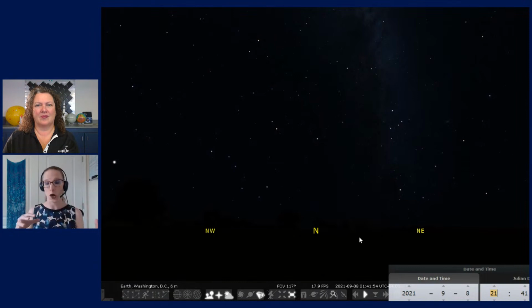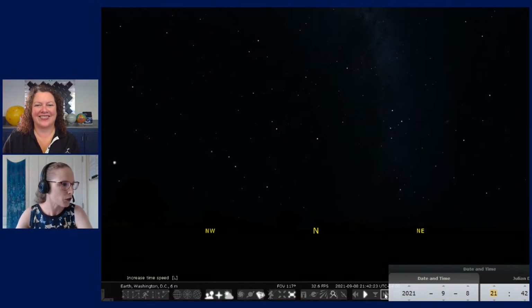When the Globetrotters were talking about rotating on an axis, that imaginary line that goes through the Earth that it spins around, if you were standing right at the top of the Earth at the North Pole and you looked straight up, the North Star is what you would see. So it happens to be right above our North Pole. That means that as the whole sky appears to rotate as the Earth rotates, the North Star doesn't move. So I'm going to fast forward time here.